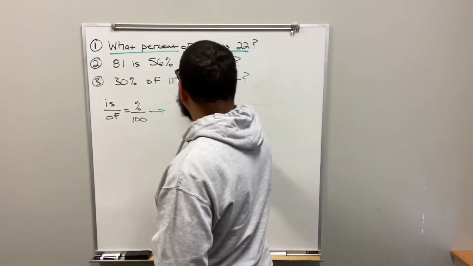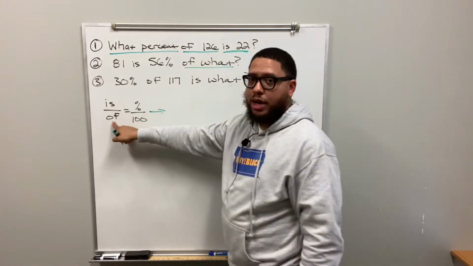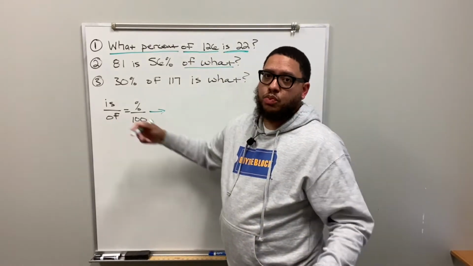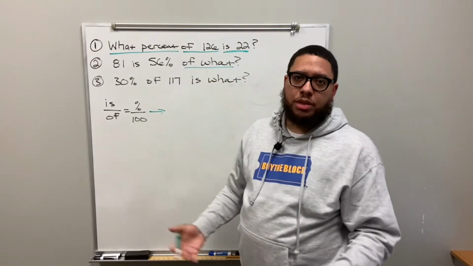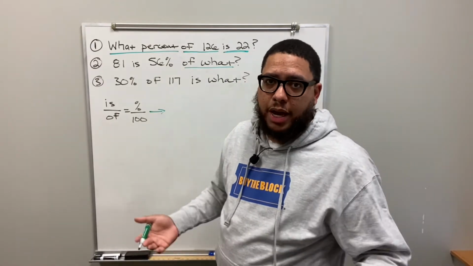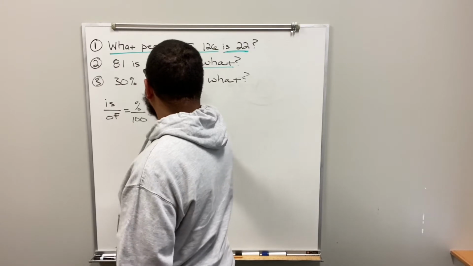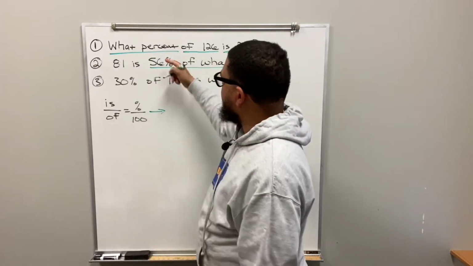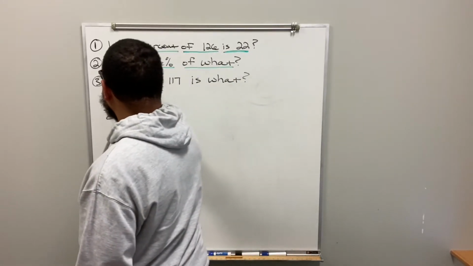So we know of what, so the of number is unknown. So in this problem, of is going to be our X, because we don't know of. Of what? We don't know. So when you don't know something in algebra or in math, you call it a variable. We call it X. That's what we're going to do, right? Now, we have 56%. 56 is going to go in the place of the percent sign. And this says 81 is, right?